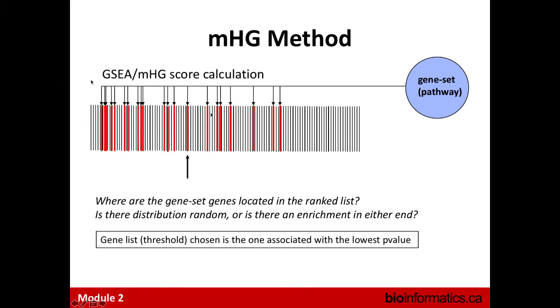So this is the black bar. This is the rank list. Each bar is a gene. Okay. Let's say this one is a rank list that contains 200 genes. So that's not the whole genome rank list. That's your differentially expressed genes, and we are going to see this in g:Profiler.